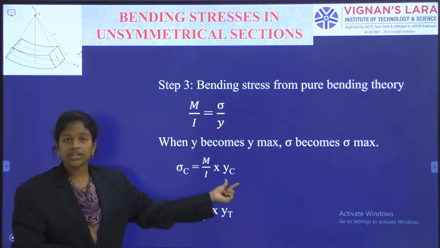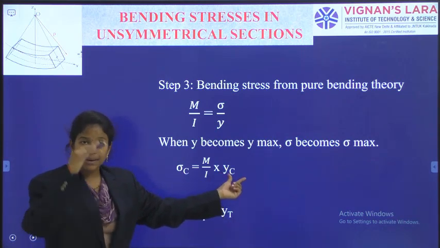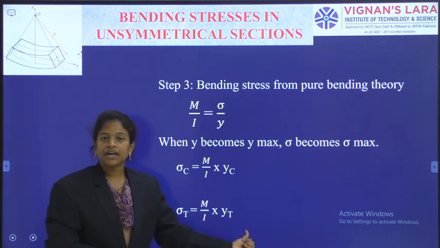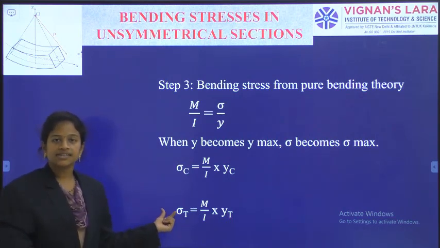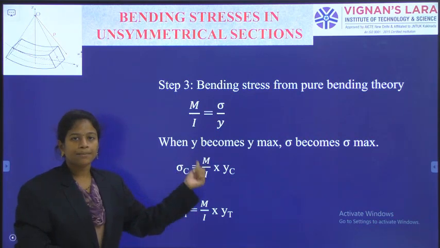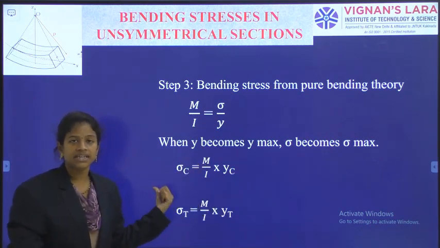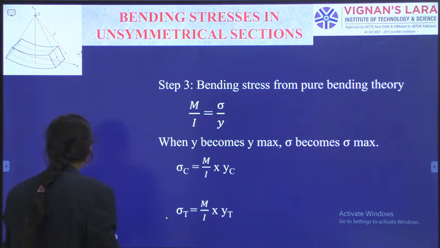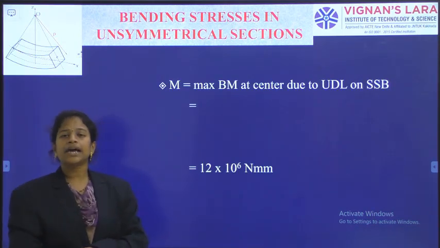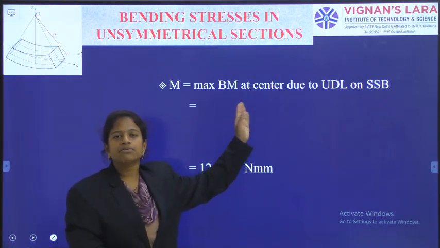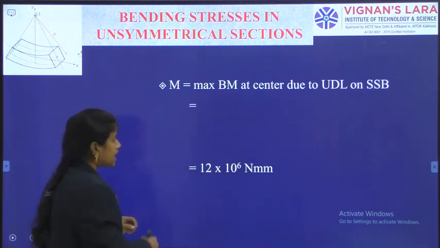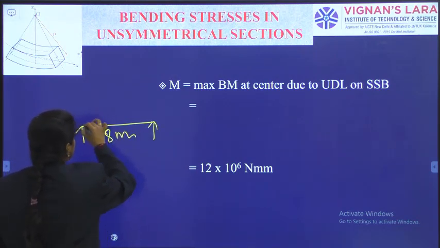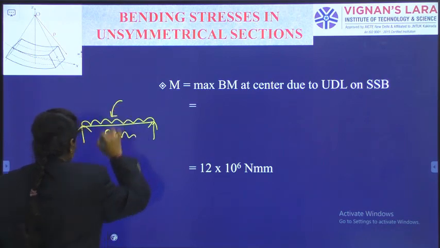When I substitute the distance of the fiber in the compression face, the corresponding compressive stress will come. Similarly, the distance of the fiber in the tension face gives the corresponding stress in the tension zone. So, M by I into yc will give sigma c, and M by I into yt will give sigma t. And how does capital M come? Capital M is equal to the maximum bending moment occurring on the section, as our simply supported beam of length 8 meters is subjected to UDL over the entire length.